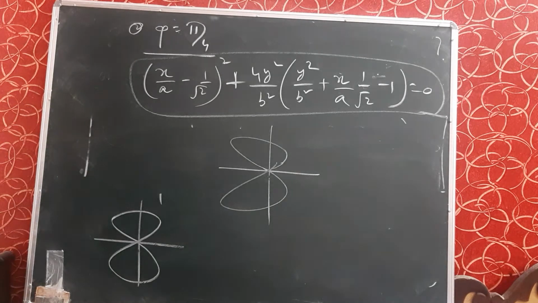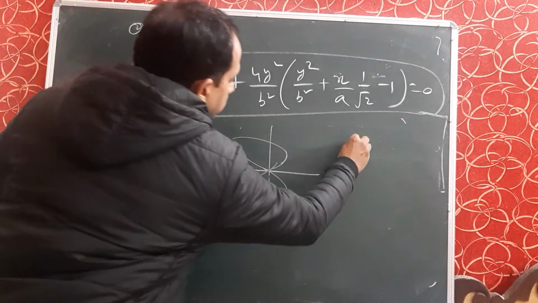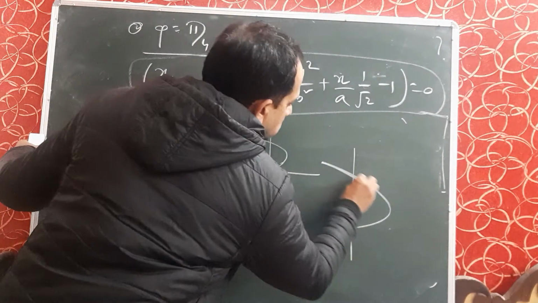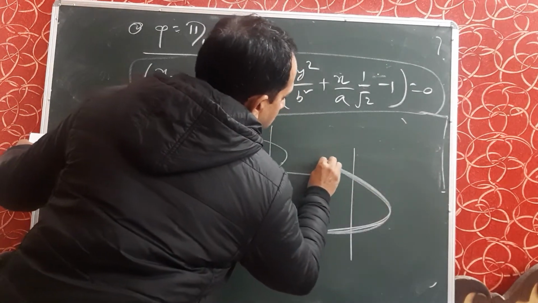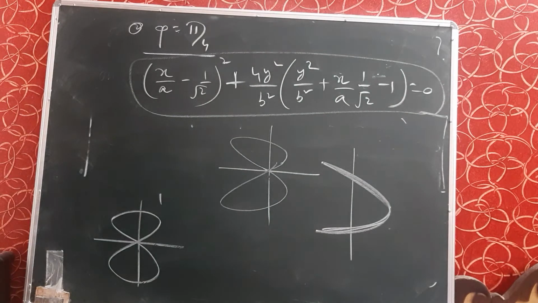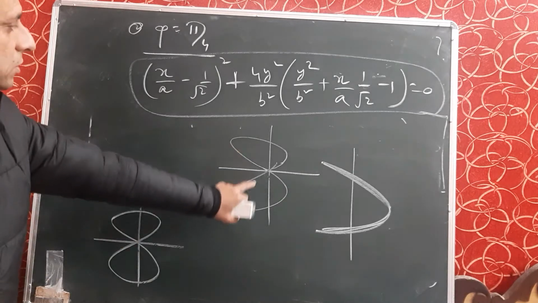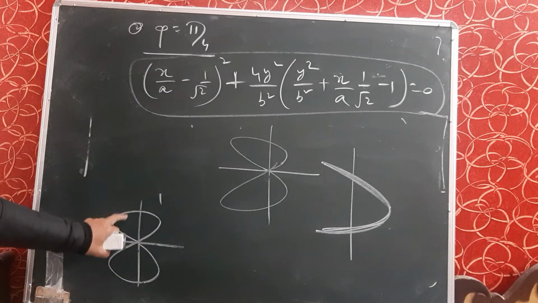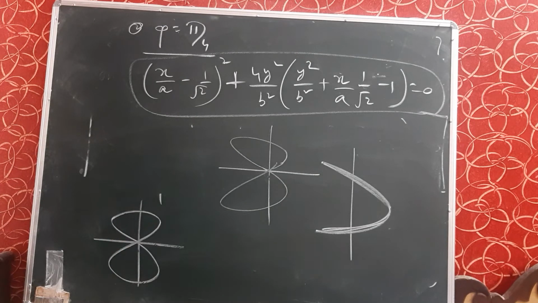Similarly, in the third case, φ equal to π/2, we will get a single curve. It is just like these two loops become a parabola, they merge with each other. And again, when we put the next case 3π/4, you will again get two loops like this, and when φ is equal to π, you will again get this type of loops.